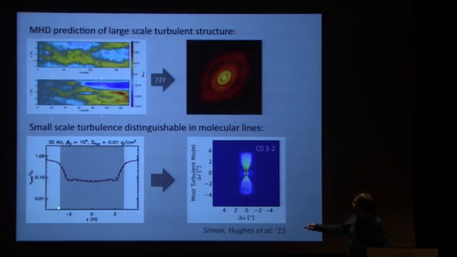This is indicating the region where the ionization is low. So the upper regions here are where FUV photons are providing some ionization of carbon and oxygen.